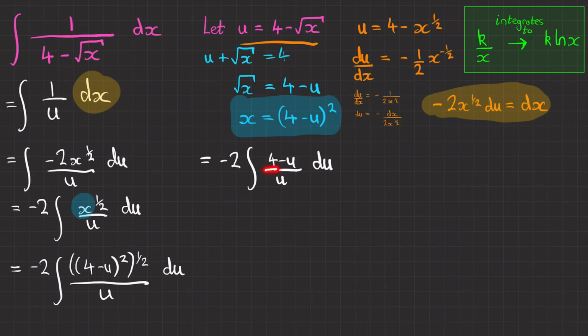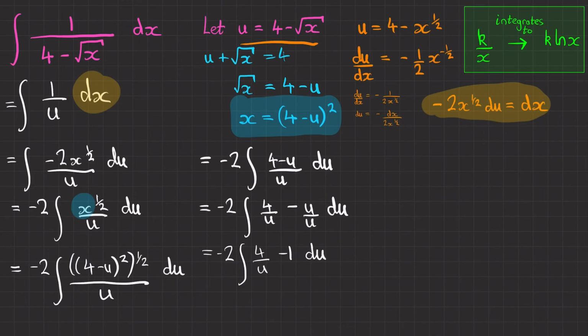Because we've got two terms at the top here, 4 and minus u, I'm actually going to split this up. So we'll have equals minus 2 of the integral 4 over u minus u over u du, which simplifies even more to 4 over u minus 1 du. This makes it much nicer now to integrate.